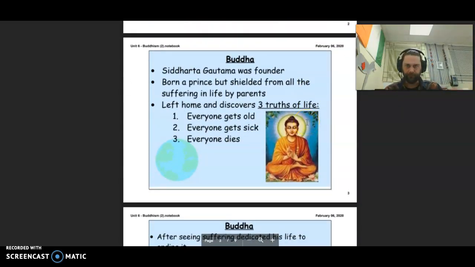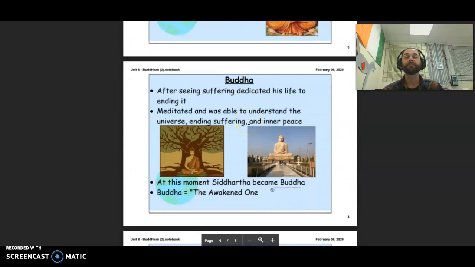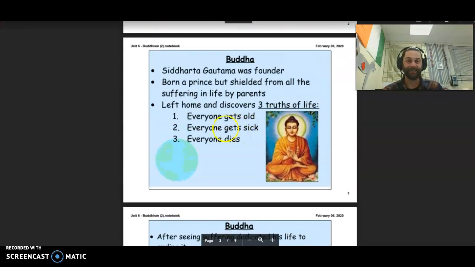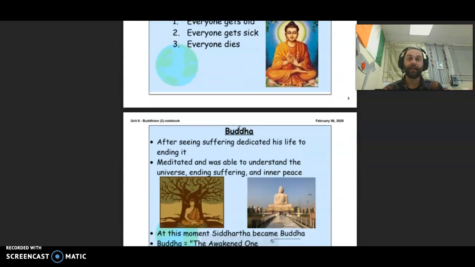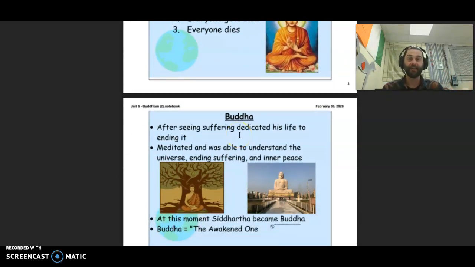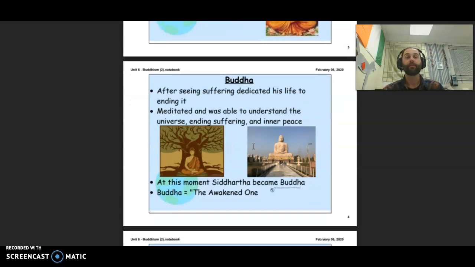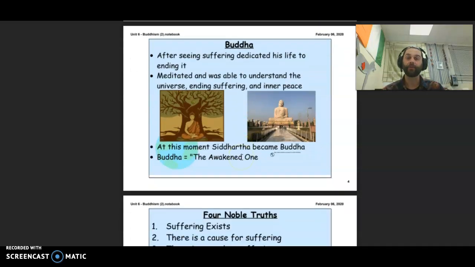Buddhism was founded by Siddhartha Gautama, and he was a prince shielded from all suffering by his parents. And there's a story that I'll share in class where he basically sees something and he realizes there are 3 truths in life. Everyone gets old, everyone gets sick, and everyone dies. After seeing suffering, this was kind of sad, isn't it? Old, sick, dies. That's like terrible, right? But that's what it took Siddhartha seeing to realize that he needed to dedicate his life to ending suffering. So he meditated under a sacred tree, and then when he awoke, he became known as Buddha. So Buddha and Siddhartha are the same person, but Buddha means the enlightened one.